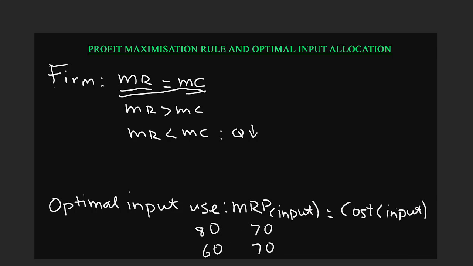This is what we call the optimal input use rule. You add more input to production until the point where the marginal revenue product of that input is just equal to how much it costs you.